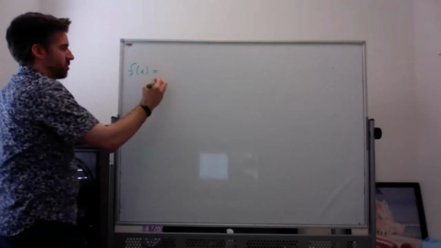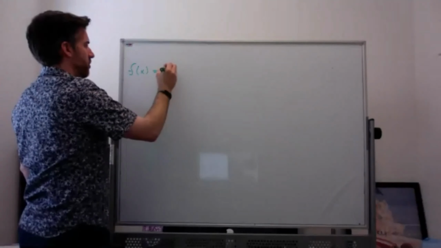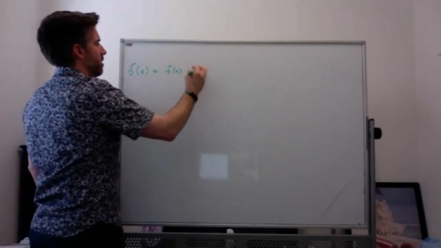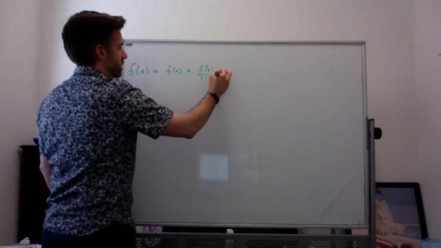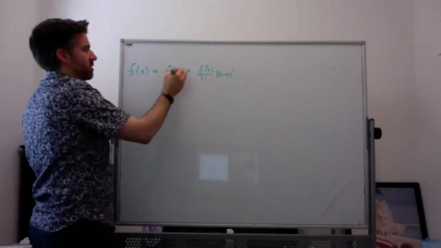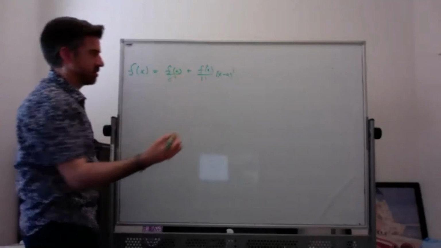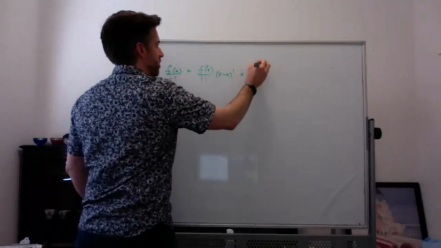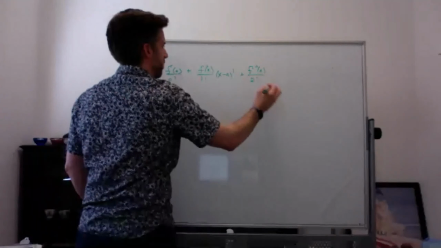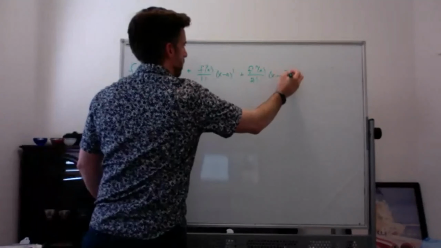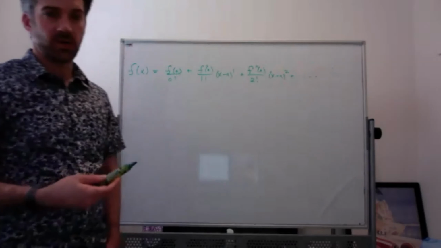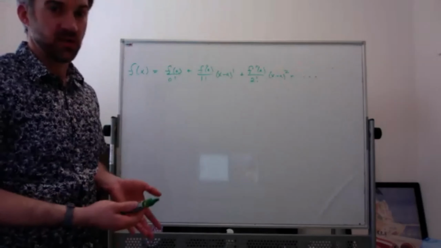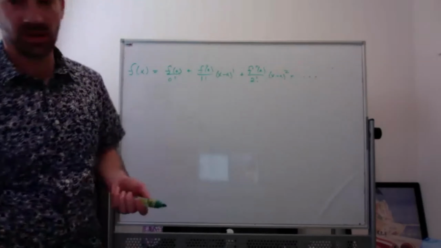So the Taylor polynomial says that f of x is equal to f of a plus f prime of a over 1 factorial times x minus a to the first. And really this is over 0 factorial if you really want to be extra special about it. Plus f double prime of a over 2 factorial times x minus a squared. And it just goes on. Each next term is the next derivative divided by the next factorial times x minus the center to the next power.